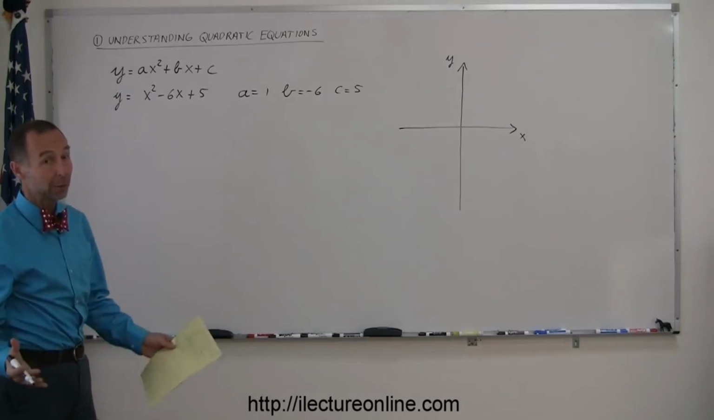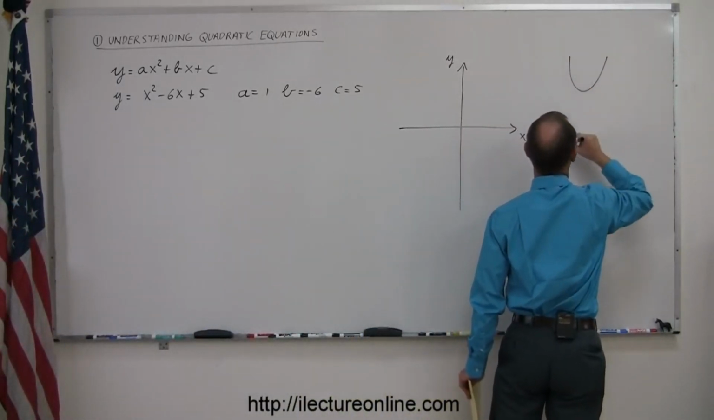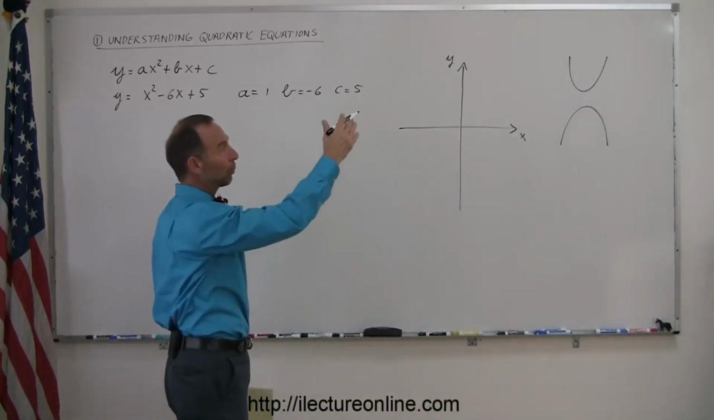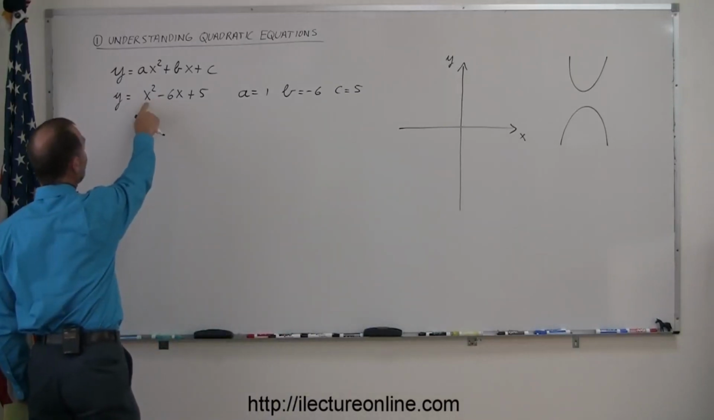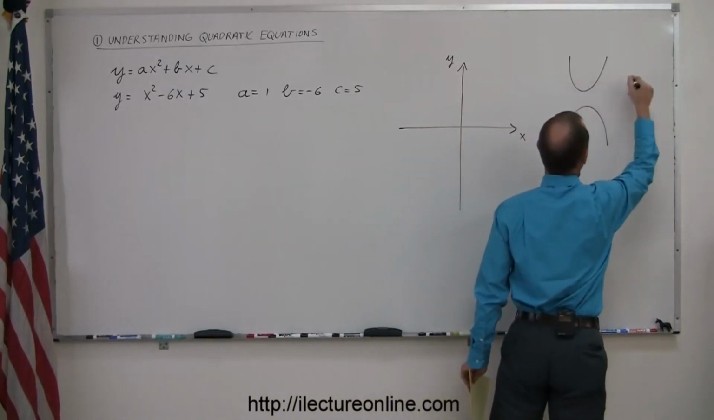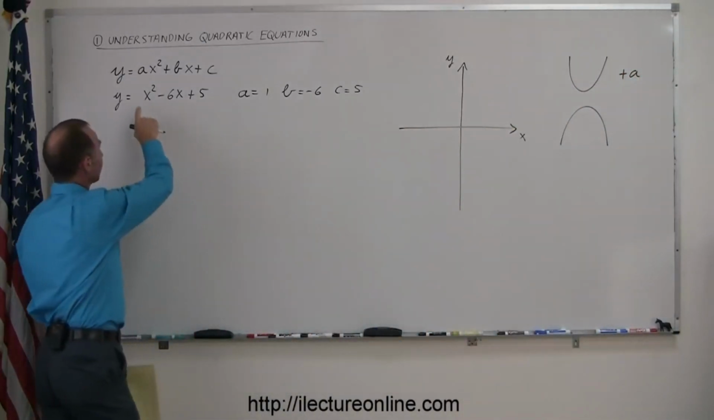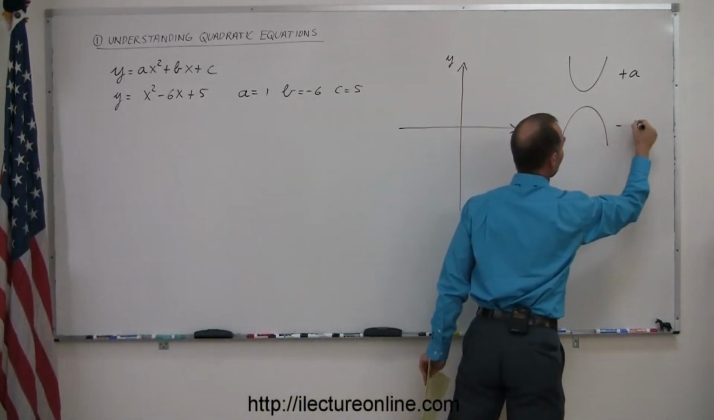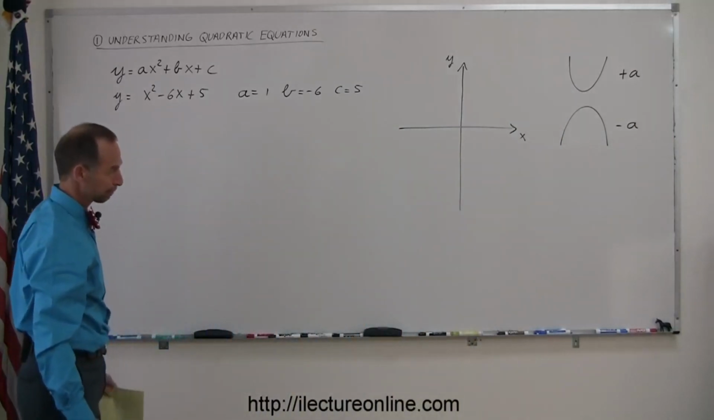And typically a quadratic equation will be graphed either like this or like that. And the way you can tell if it's going to open upward or open downward, as we call it, is if the number in front of the x squared term is positive, it'll look like this. So that's a plus a. And if the number in front of the x squared term is negative, then it'll look like this, so think of it as a minus a. All right, that helps us a little bit.